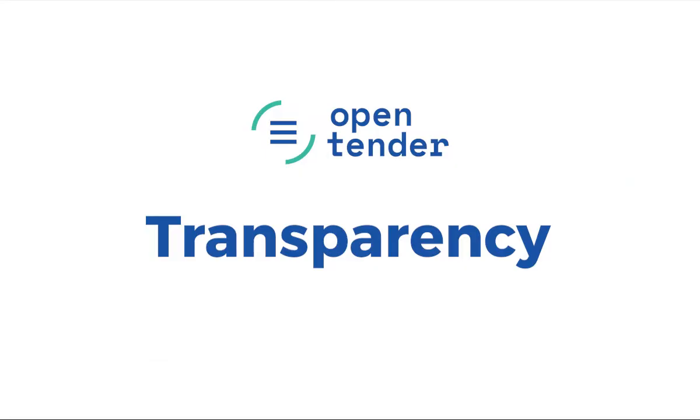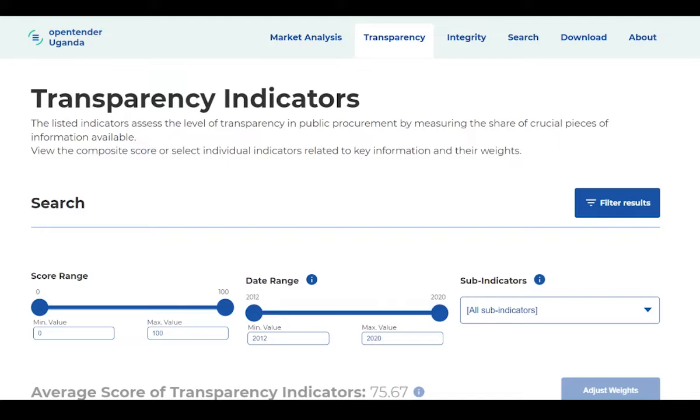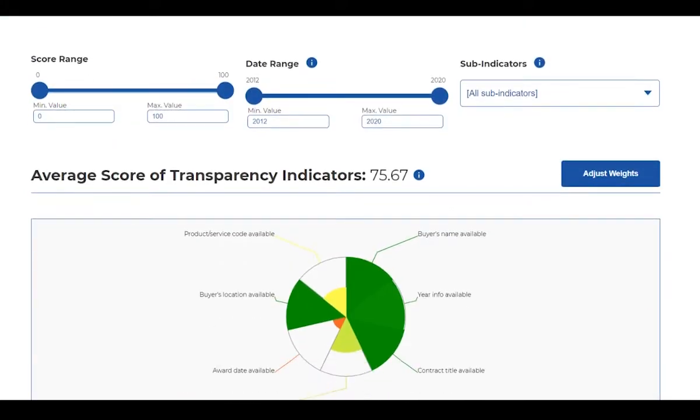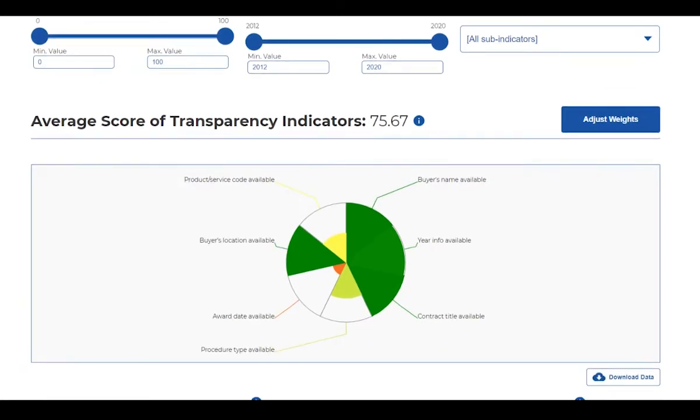On the transparency dashboard, you can analyze how open and accessible the data about procurement are in that country. And you can find the most and least transparent tenders, comparing them according to the market, supplier, or buyer, and benchmarking one tender against others.